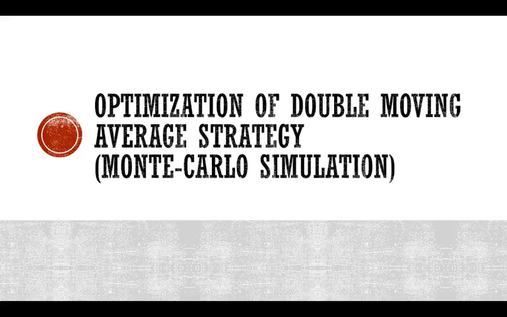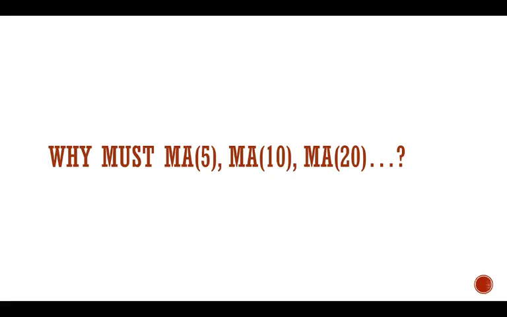So let's move into the third part, optimization of double moving average strategy in Monte Carlo simulation method. Normally, investors or traders refer to MA 5 days, MA 10 days, MA 20 days, etc. as their technical indicators. But our question is why must it be the average of 5 days, 10 days, or 20 days? Are they more effective than the average of 6 days, 8 days, or 17 days? Therefore, we apply the Monte Carlo simulation to find our answer.